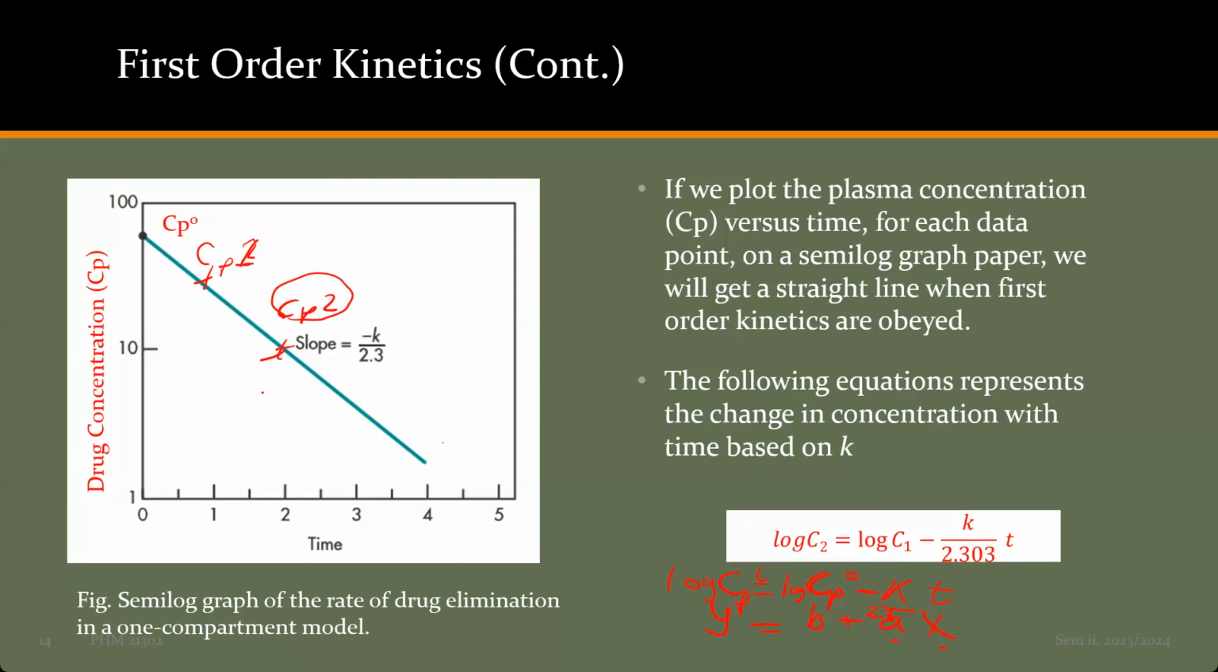Okay, if you are working manually using this semilog paper, then you just determine the concentrations graphically: determine the time at any point in the graph, and see how much the concentration is. By calculation, you can just use the equation: log CP2 equals log CP1 minus k divided by 2.303 times T.